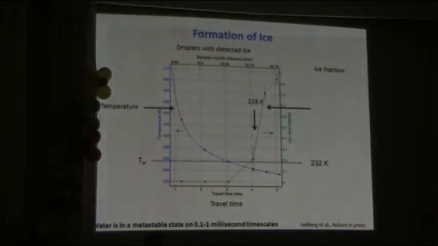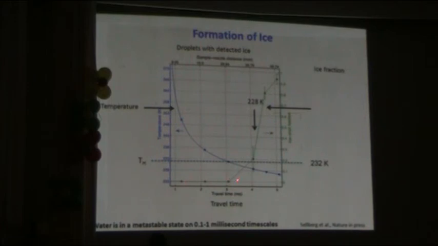Here's the data. Here's the travel time in vacuum in milliseconds. Here are the temperatures we achieve. Here's the temperature of homogeneous nucleation. And we do go below that, down to 227 Kelvin.